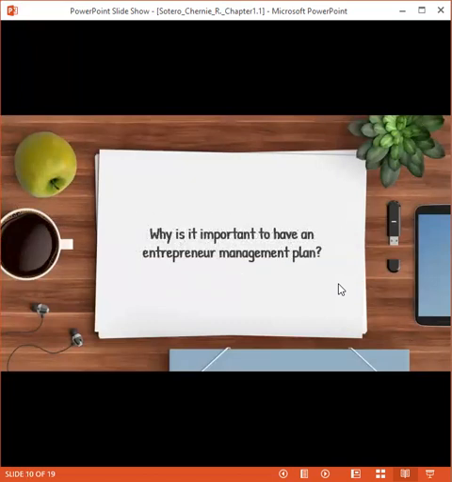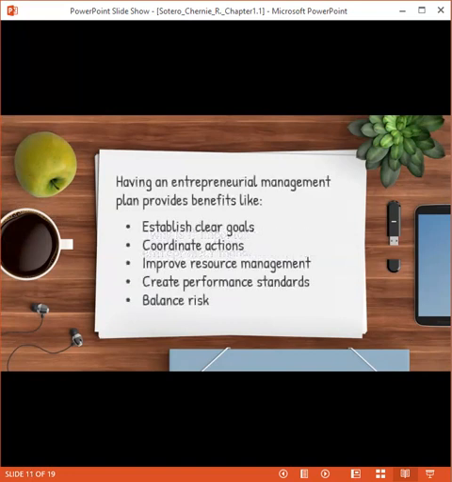So why is it important for us to have an entrepreneurial management plan? Having an entrepreneurial management plan provides benefits like establish clear goals, coordinate actions, improve resource management, create performance standards, and balance risk. So how can we establish clear goals by having an entrepreneurial management plan?